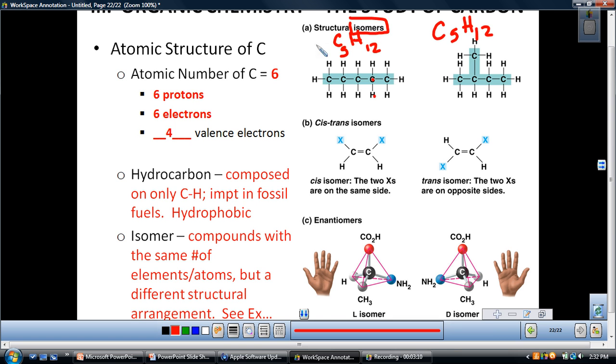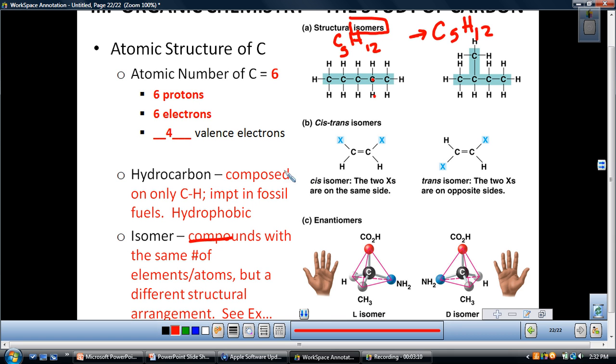An isomer is a compound that has the same chemical formula. This is the chemical formula, C5H12, but there's a different arrangement of atoms when you look at the structural formula. So that's a structural isomer.